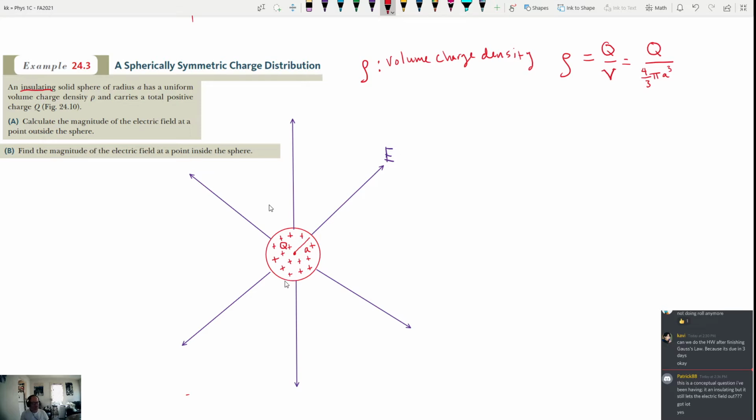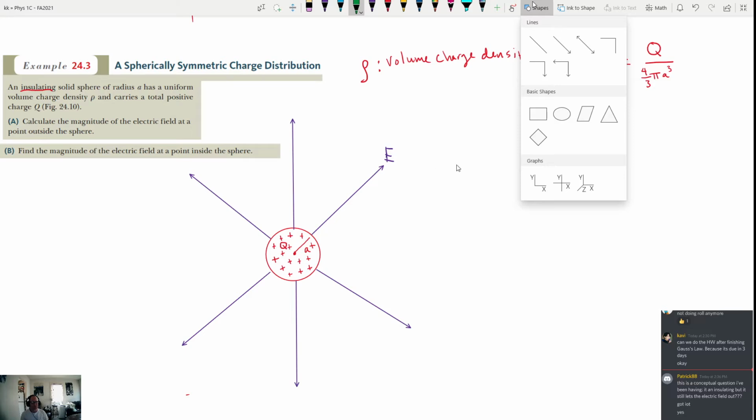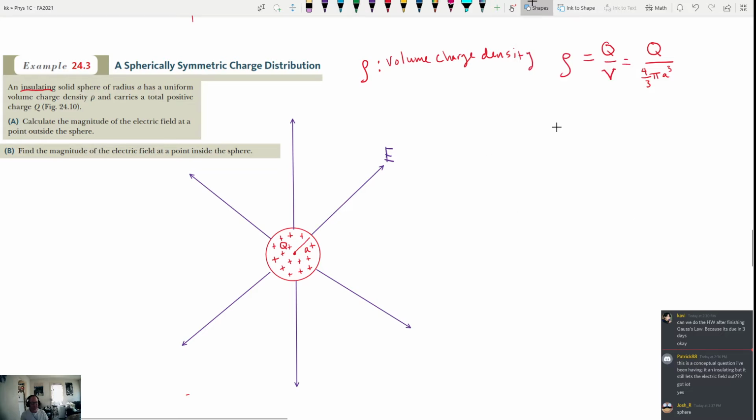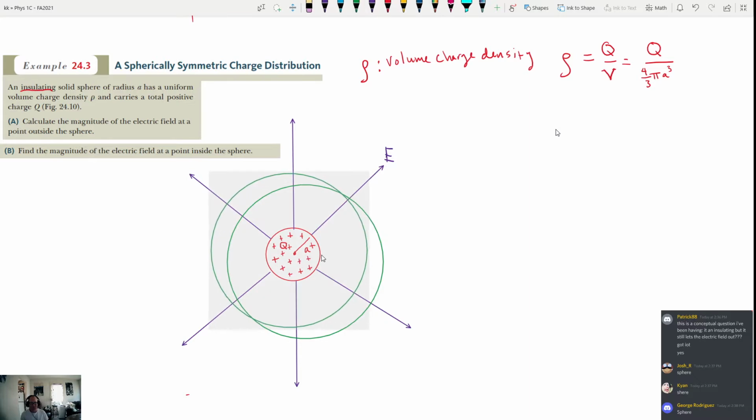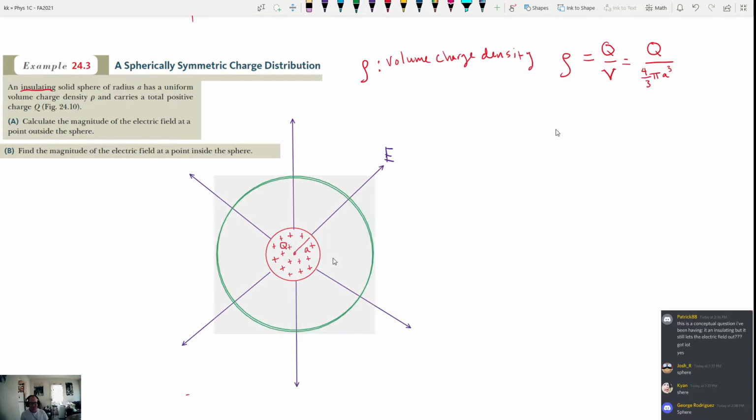So what kind of Gaussian surface would I want to use in this case? Do I want to use like a square, a circle, a triangle, something else, a diamond? What do we want to use? A sphere, yeah. So we're going to surround our entire system with a sphere. Now, one thing to keep in mind is when I want to find the electric field at a point outside the sphere, I need to draw my Gaussian surface outside the sphere. Is that obvious? I don't know if it's obvious.